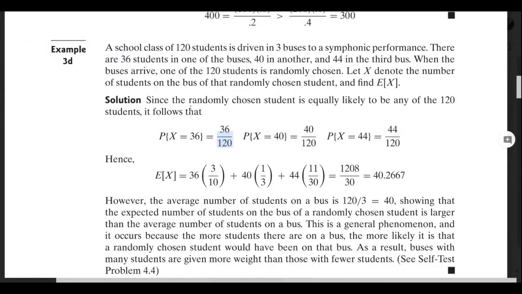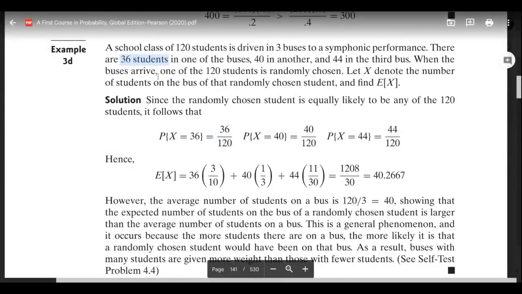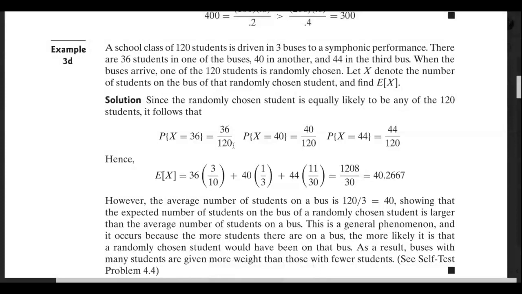So the probability that the student comes from the first bus is that it could be any one of these 36, so it's 36 out of 120. The probability of coming from the second bus, with 40 students, is 40 out of 120. The probability of getting off from the third bus is 44 over 120.